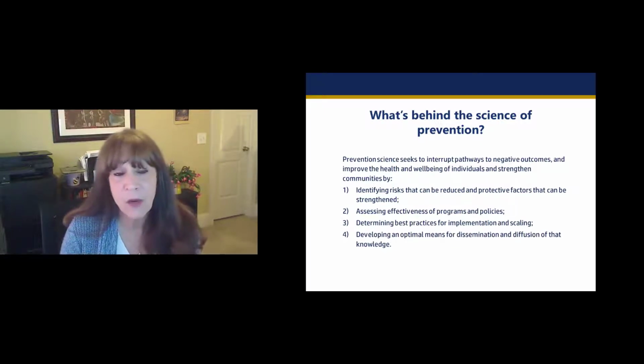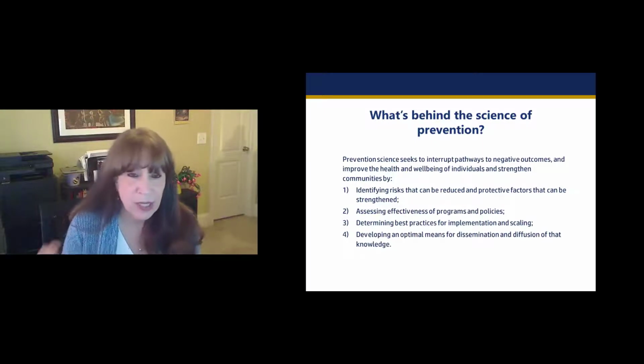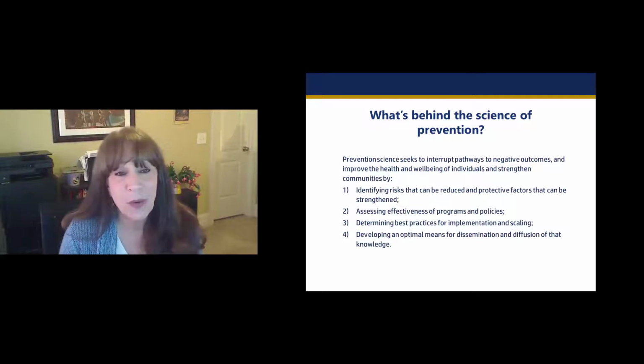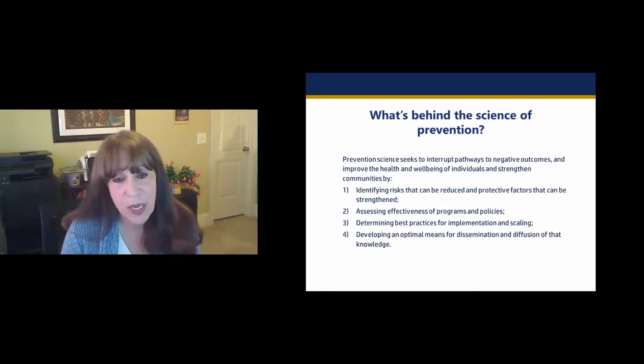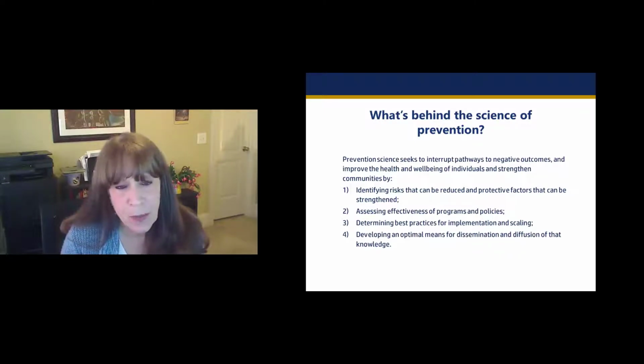Here we also assess the effectiveness of programs and policies to determine how well they work. And that leads to the third one, which is determining what works best and how best to implement and scale them. And then developing an optimal means for dissemination and diffusion of that knowledge. And it's at this point where really the rubber meets the road, where we are really focusing on what the end users need. What do they need to know in order to ensure they're doing their part in terms of prevention? And the end users are many of you in this webinar.